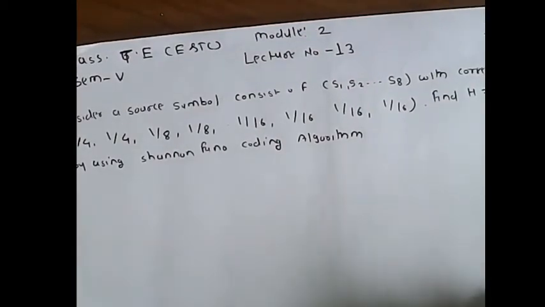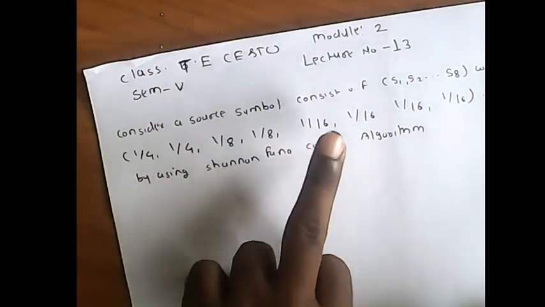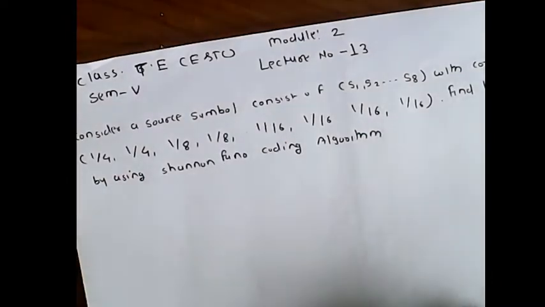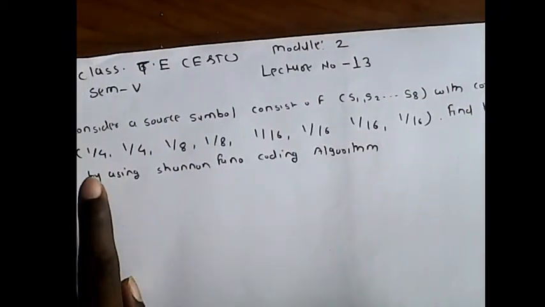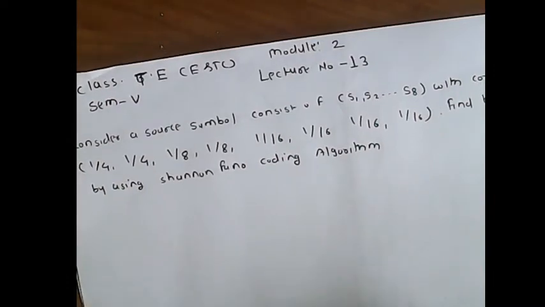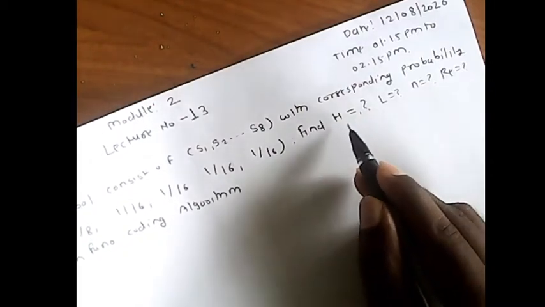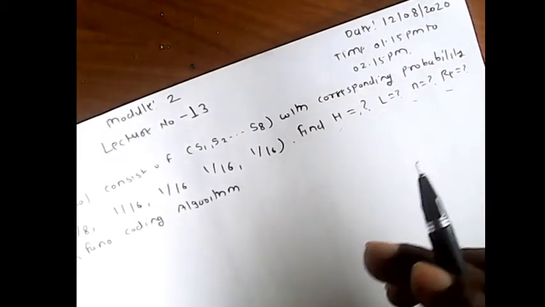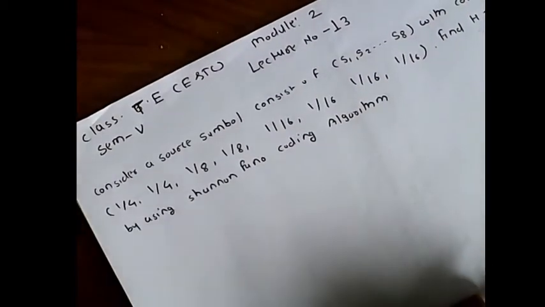So let us see an example. Consider a source consisting of symbols S1, S2 up to S8 with their corresponding probabilities 1 by 4, 1 by 4, 1 by 8, 1 by 8, 1 by 16, 1 by 16, 1 by 16 and 1 by 16, and find the average code word length, that is L, the average information, that is entropy, the efficiency of the code and the redundancy of the code. So we can find these four things using the Shannon-Fano coding algorithm.